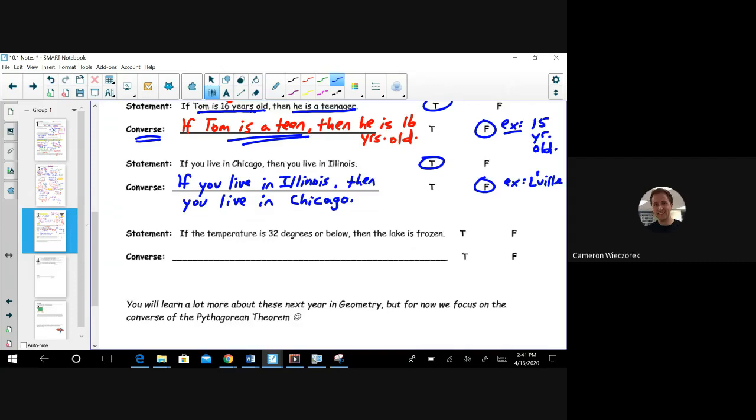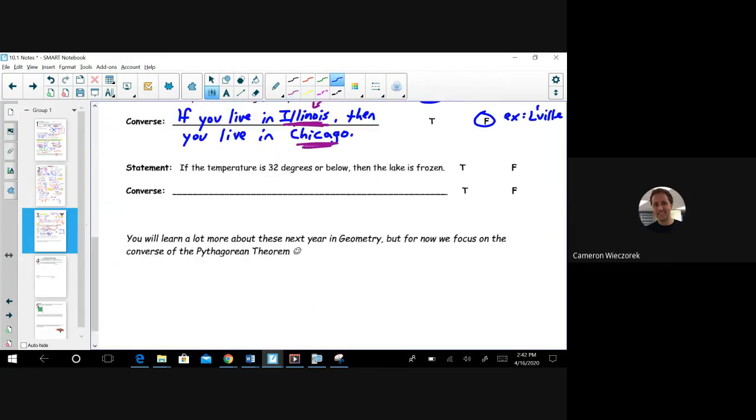Other towns as well. Naperville. Think of basically any town in Illinois that's not the city of Chicago. It wouldn't be correct, though, to pick an example of a city that's not in Illinois. You still have to be picking an example that's in Illinois. So if I use Los Angeles over here, that would not be a counterexample because that's not even in Illinois to begin with. I need an example that's in Illinois, but it's not Chicago. Okay? Keep the first part true, but make the second part false.